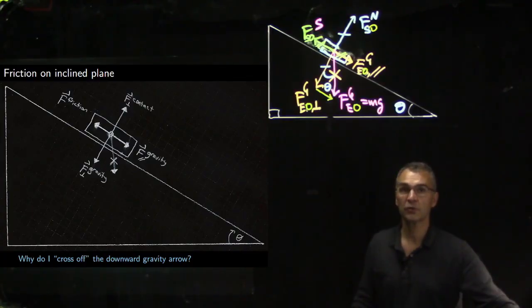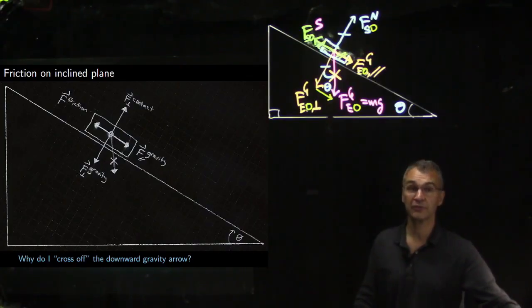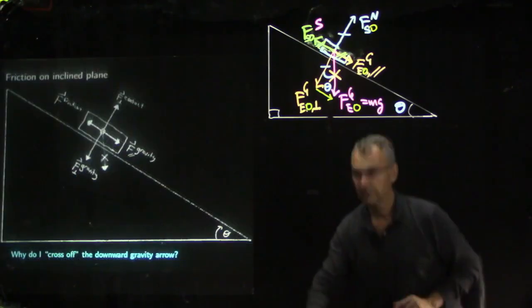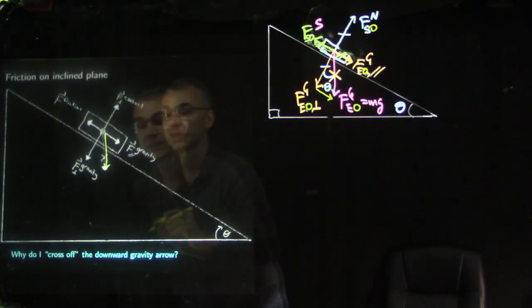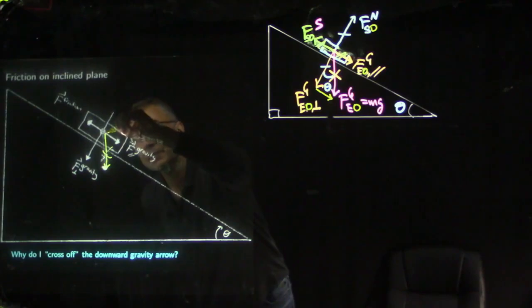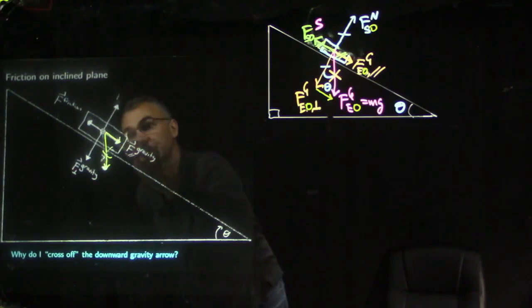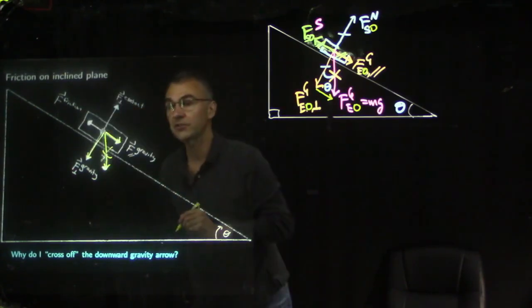Remember, the reason why when we do this decomposition we cross off the original gravity arrow is because we don't want to double count gravity. So once we've taken the gravity arrow and decomposed it into two arrows that add up to the original arrow, we want to cross off the original arrow so that we remember we no longer have to count it when we write F equals ma. So normally the way we do that, here is the original gravity arrow, and then we will cross it off and replace it with the downhill component and the into the plane component.